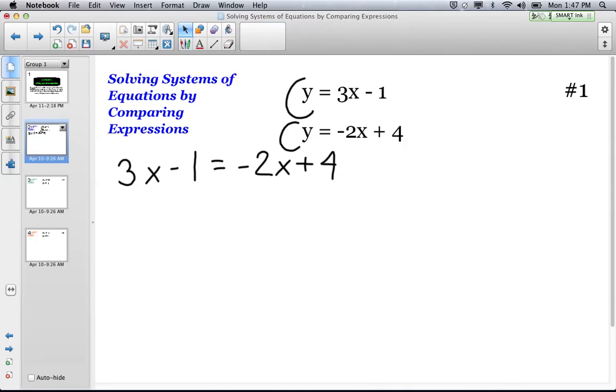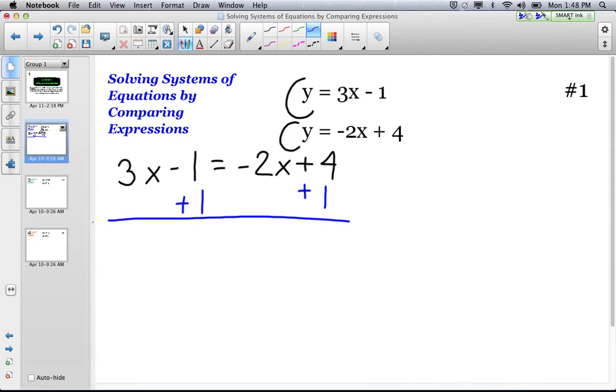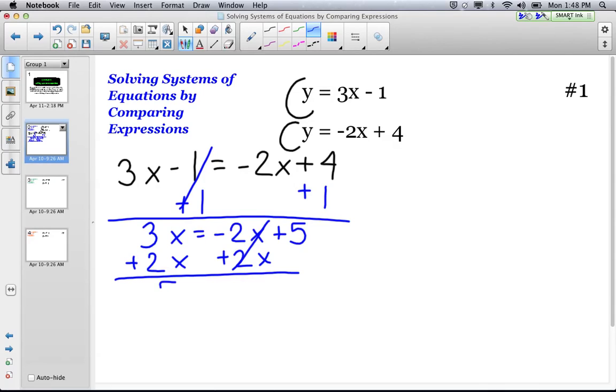So to solve this equation, you're going to put all of your x's on one side and all of your numbers on the other. So we're going to start by adding 1 to both sides. And we get 3x equals negative 2x plus 5. Now we're going to bring our x's to the left side, so we're going to add 2x to both sides. And we get 5x equals 5. Our next step after adding and subtracting is multiplying and dividing. So we're going to divide by 5 on each side, and we get x equals 1.